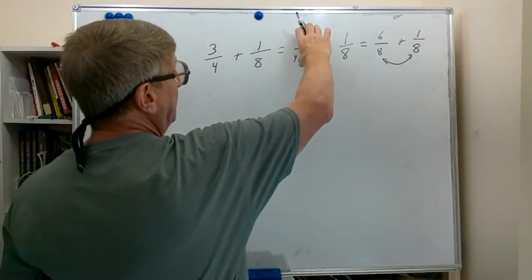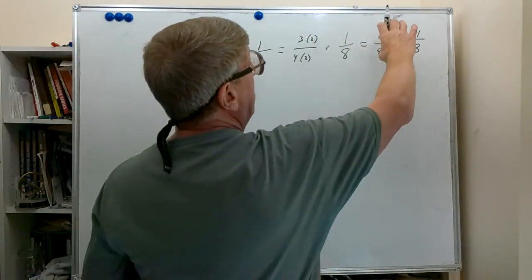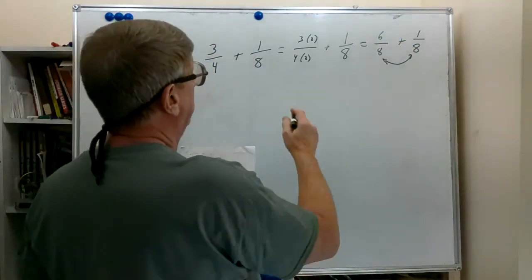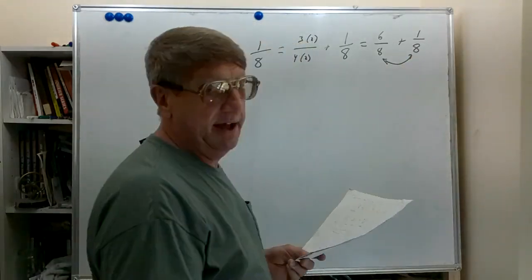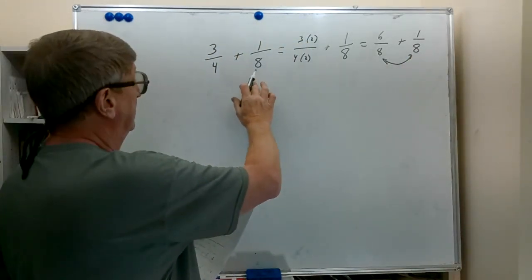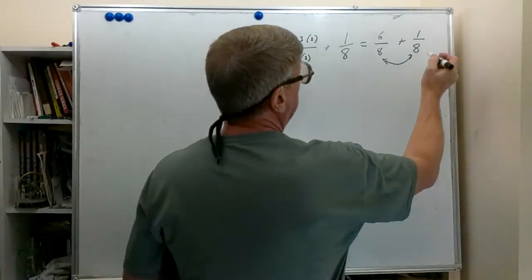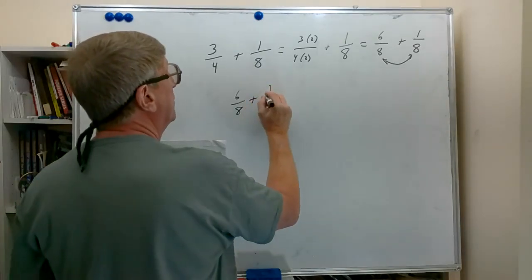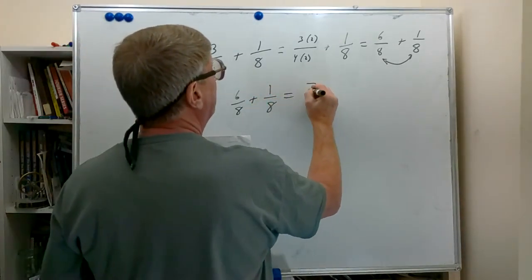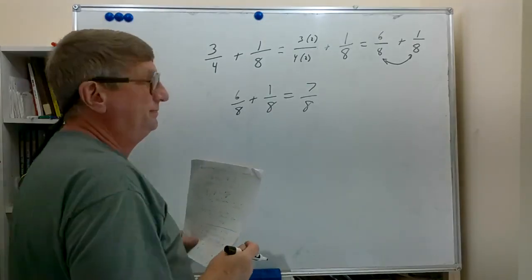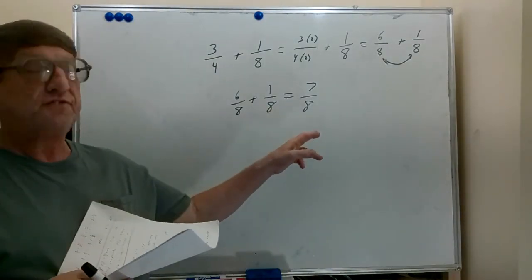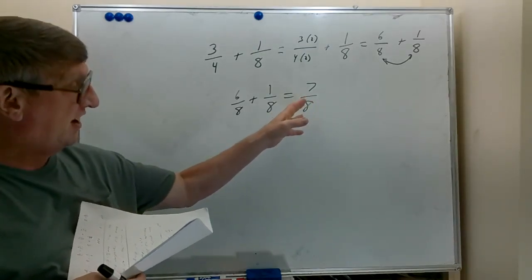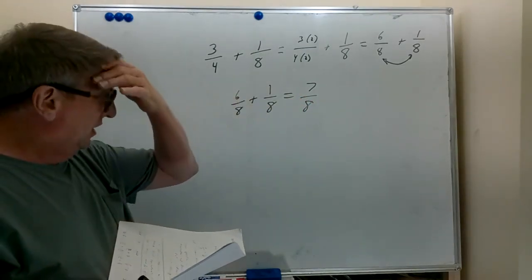3/4, 3 times 2 over 4 times 2, and 6 over 8 are all equivalent fractions. We had the 1/8, we didn't have to change that. Our goal here was to get an 8 for the denominator of the first fraction. Well, we add this together. We're going to take it down here. 6/8 plus 1 over 8 equals 7 over 8. Now, we always want to look at our answer to see if it's in lowest terms.